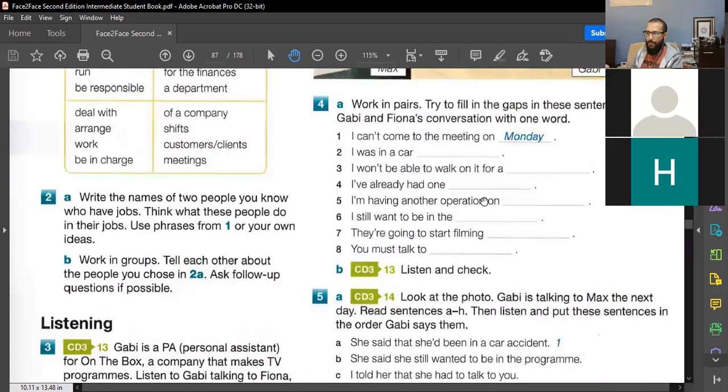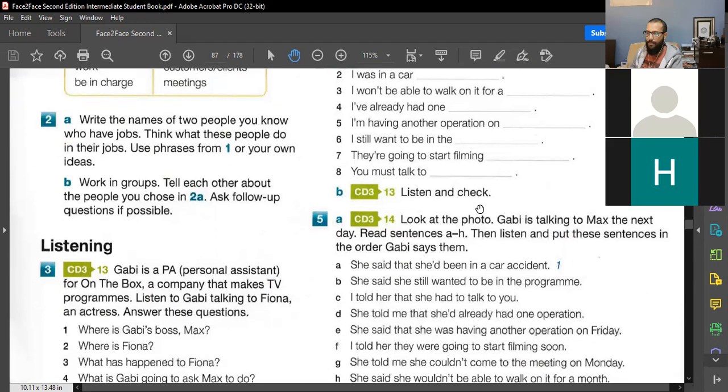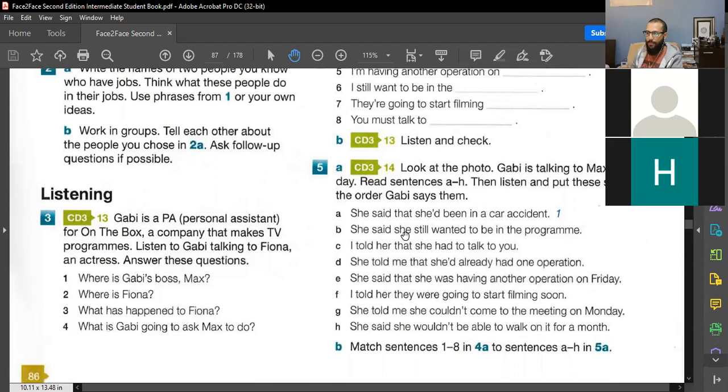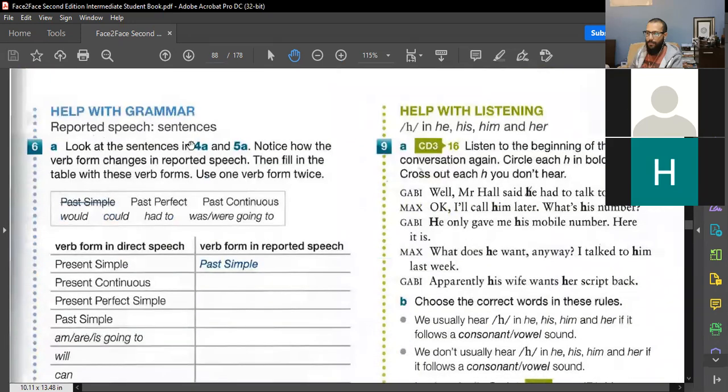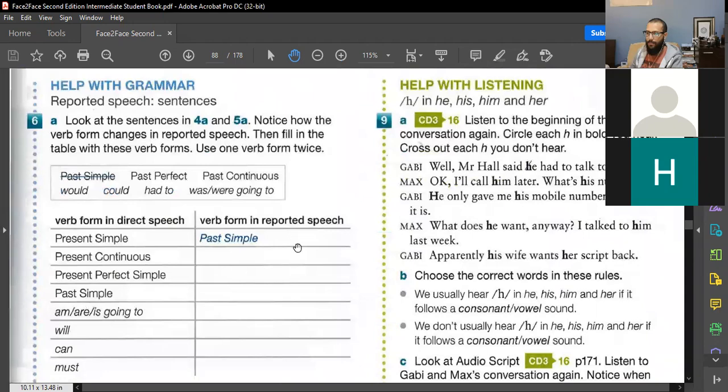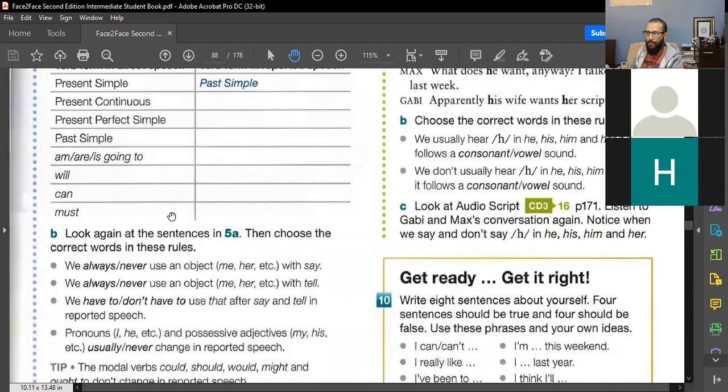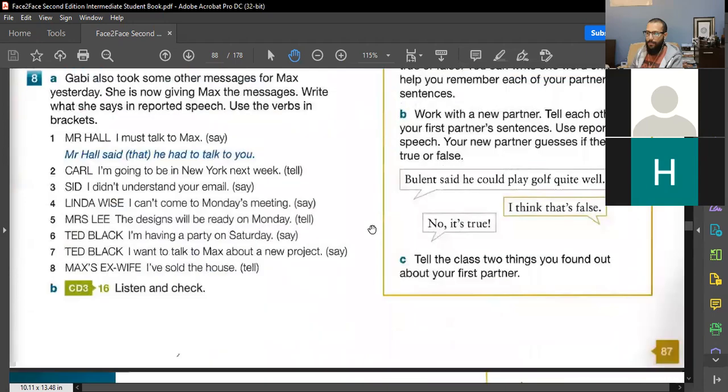I think we talked about this in pre-intermediate. No, it's not the same thing. Anyways, it's an interesting topic. Reported speech is when you report or repeat something to someone else. So this is the topic of our next lesson. Reported speech, how to report different sentences.